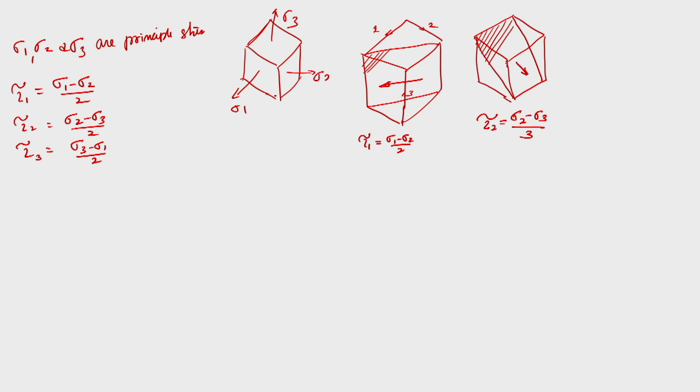So, it will be equally inclined to 2 and 3, and similarly you will find the next one as the maximum shear stress tau 3 along another plane. So, this is tau 3 is equal to sigma 3 minus sigma 1 by 2. And you will find that this plane is equally inclined to direction 3 and direction 1, and this will be the direction at which the maximum shear stress will be acting.